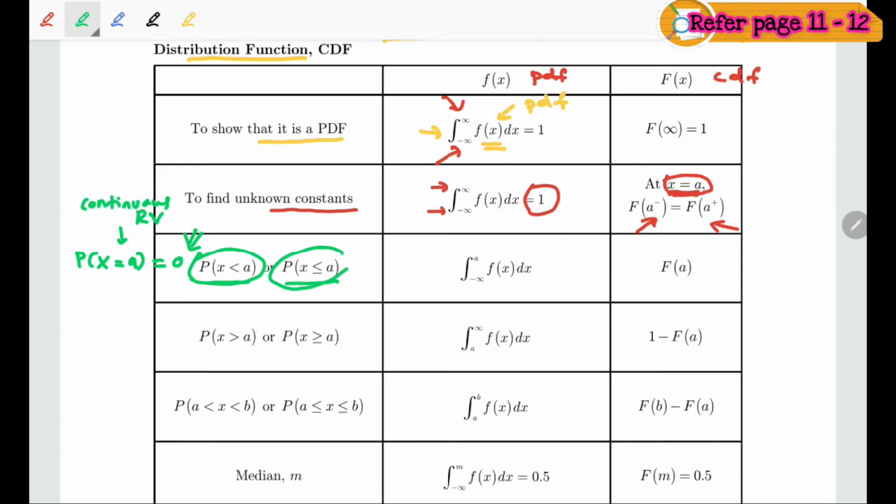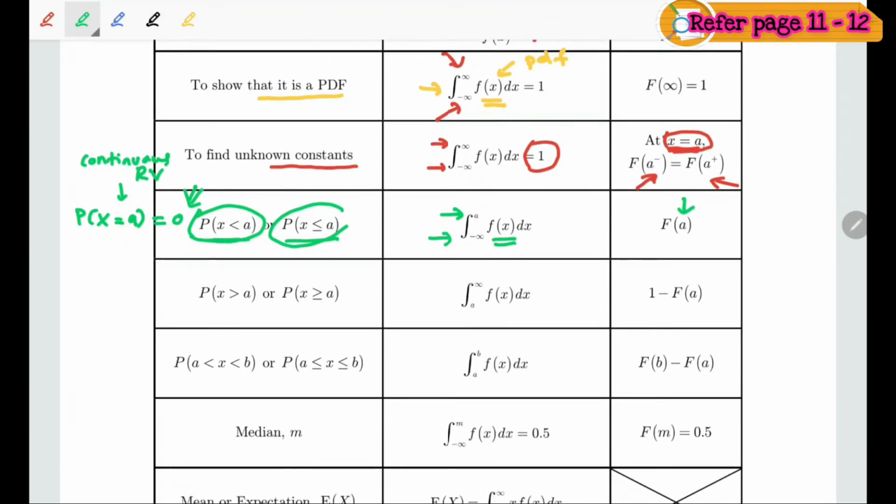So how to find the probability using the PDF? When using the PDF, you need to integrate from the lowest limit up to the value that the question asks for. For the CDF function, you just need to substitute the given value into the CDF function, right?